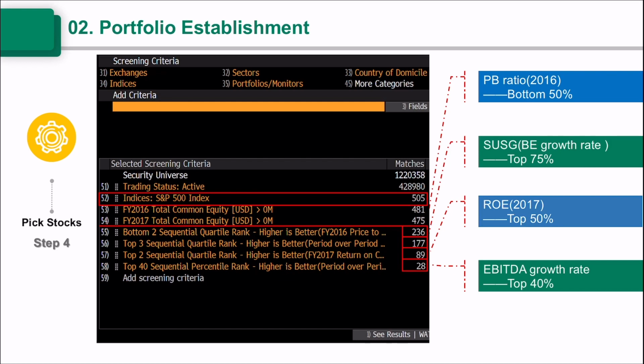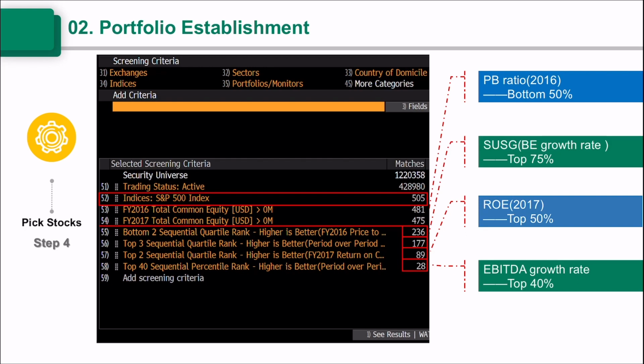SUSG is calculated by book of equity in 2017, divided by book of equity in 2016, minus 1. The higher the SUSG, the higher the risk and return. So we choose 75% of stocks with high SUSG. We got 177 matching results.